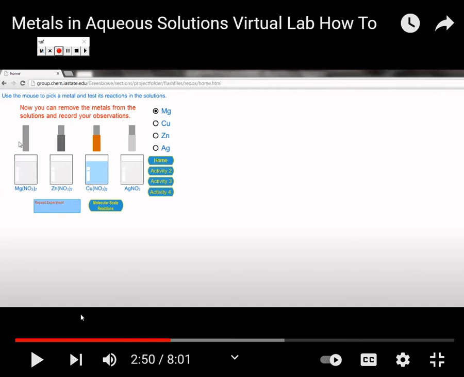Magnesium is switching with silver. So some of you may have written silver. Silver has that light gray color to it. So the element that is being switched or displaced is now becoming the solid.